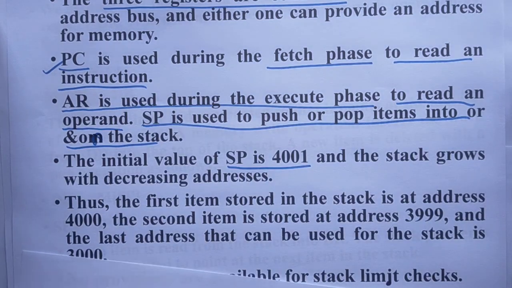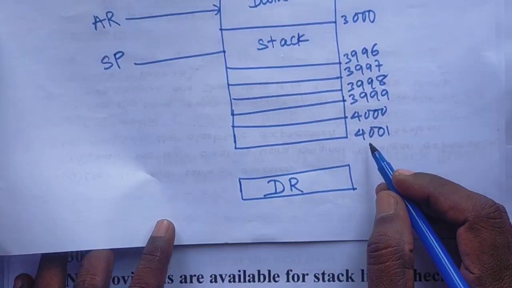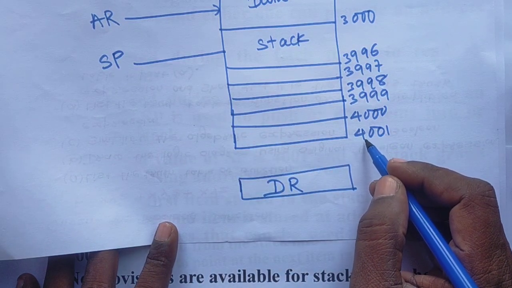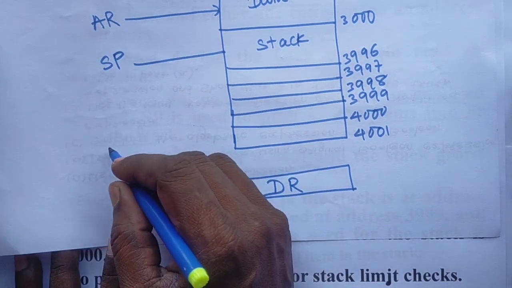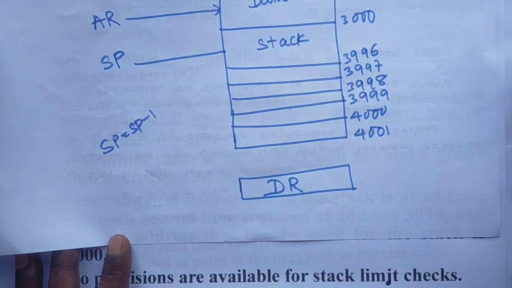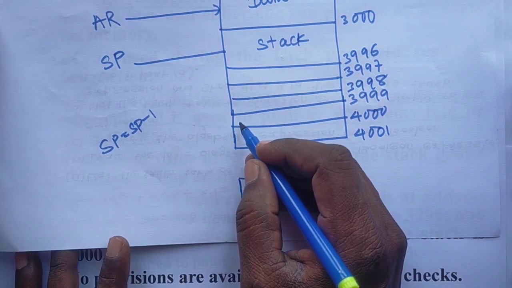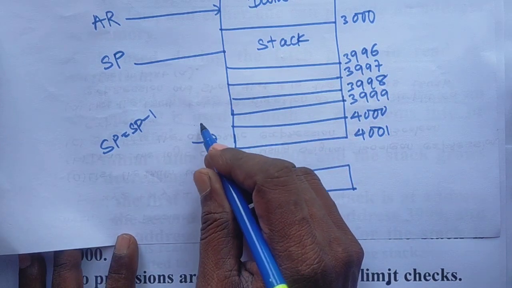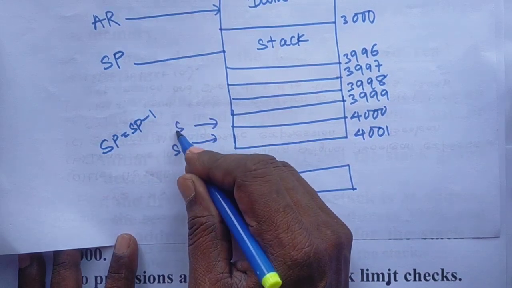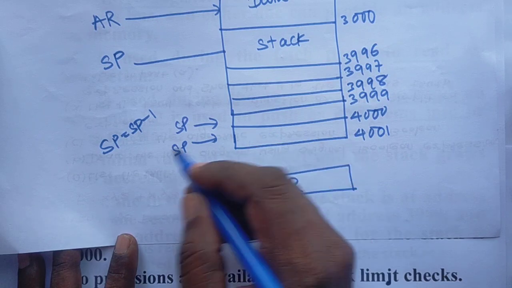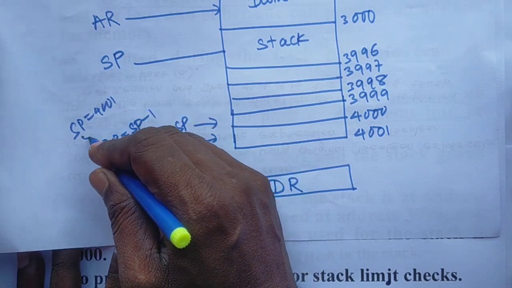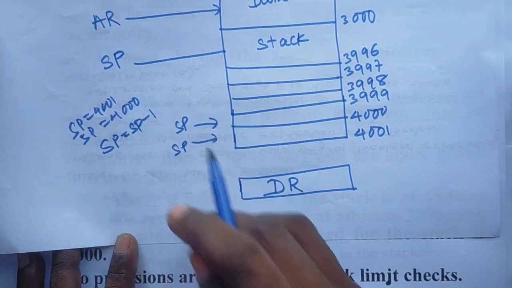Here you see initially the stack pointer is, suppose, 4001, the bottom. Whenever the stack pointer is decreasing, SP is equal to SP minus 1. Then the pointer points to here. According to this rule, SP equals SP minus 1, so SP shifts to 4000. For example, SP now is 4001, next SP will be 4000.